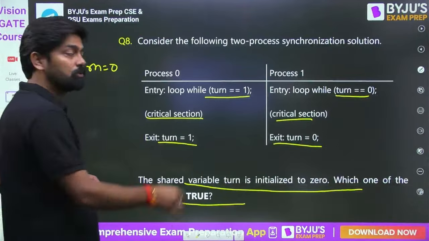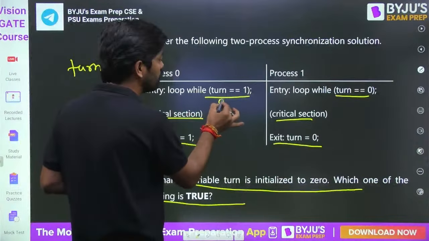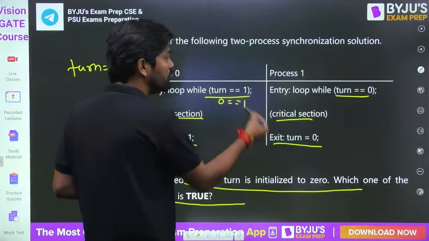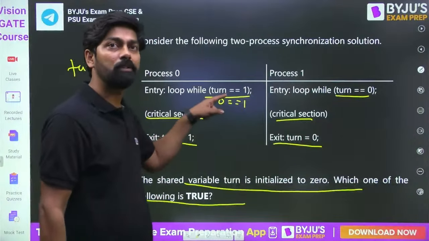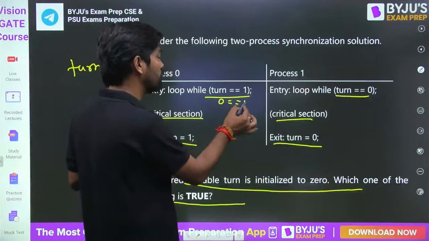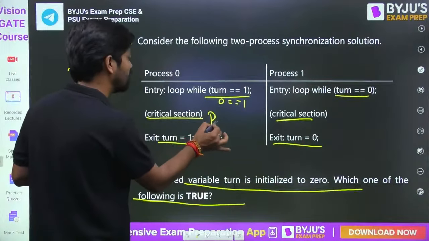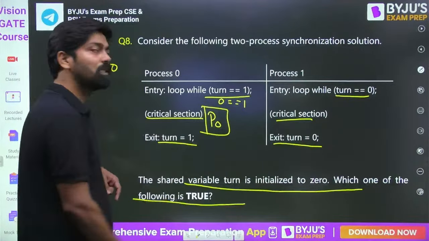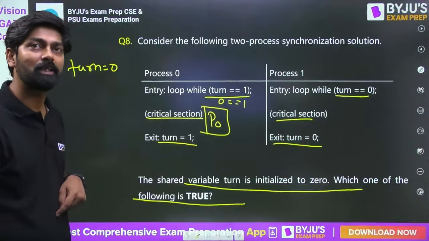Turn is 0. So let's suppose, check 0 equal to 1. The condition is false. If the condition is false, what will happen? It will continue the execution. See, 0 equal to 1 is false. See here, now P0 is inside the critical section. Are you getting my point? P0 is inside the critical section.